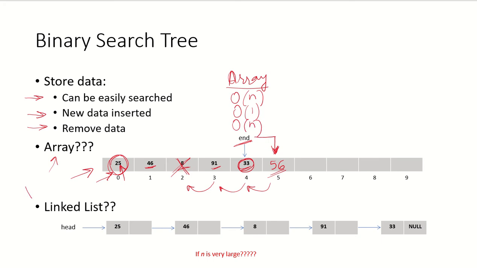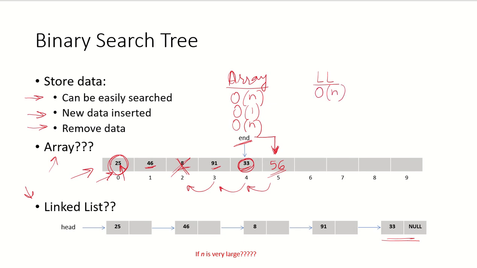Let's see how we can do this using a linked list. Again, for a linked list, if an element has to be searched, the worst case would be that the element is at the last node. And in that case, we would have to go through all the nodes in a sequential manner. So the search would require order of n.